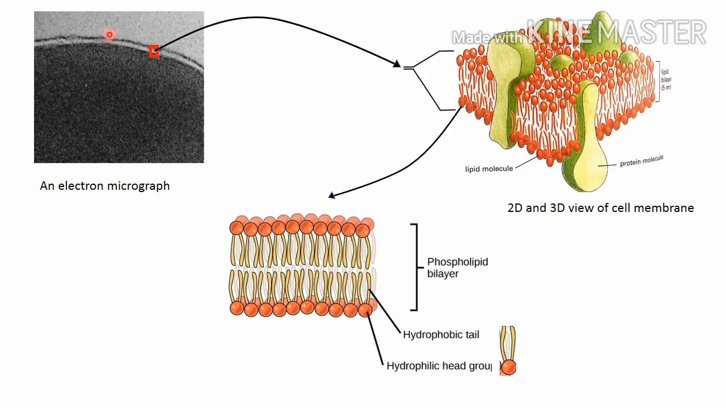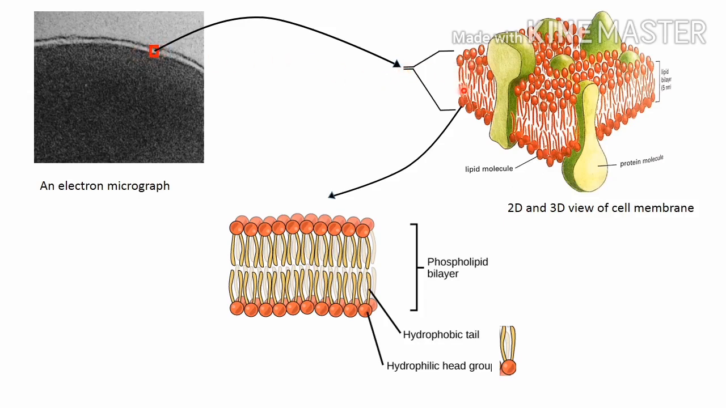Dear students, as we can see, this is a photograph. This is an electron micrograph of a cell, and this shows the lining of the cell, that is the plasma membrane. This red square shows the total width of a cell membrane, and through this arrow we see the two-dimensional and three-dimensional arrangement of the cell membrane, and how these two linings of the cell membrane are composed.